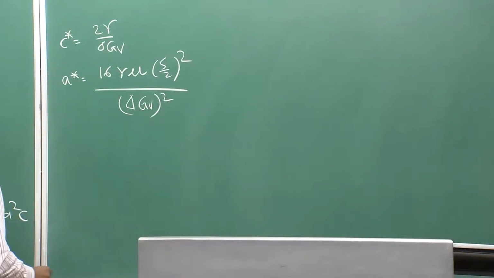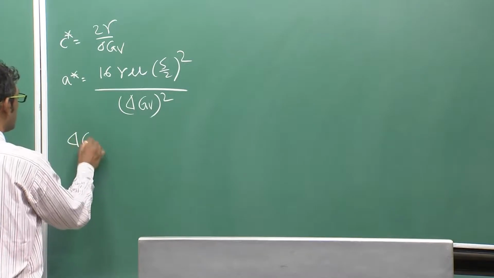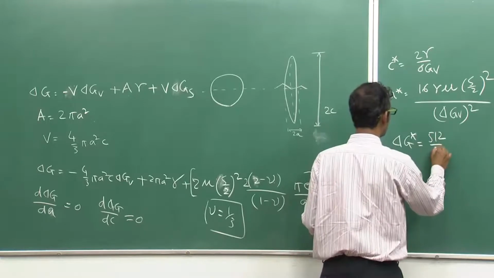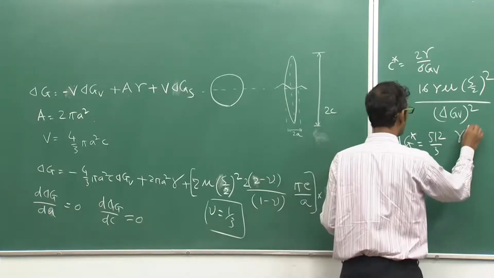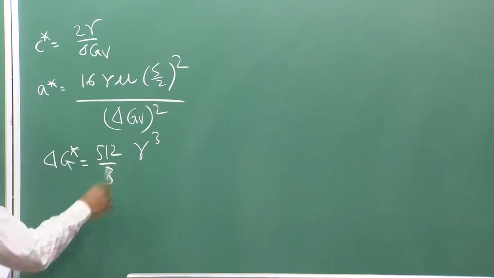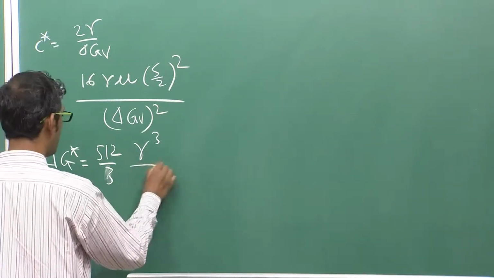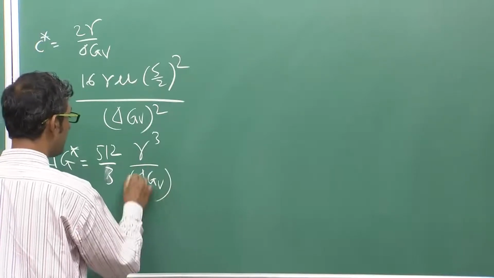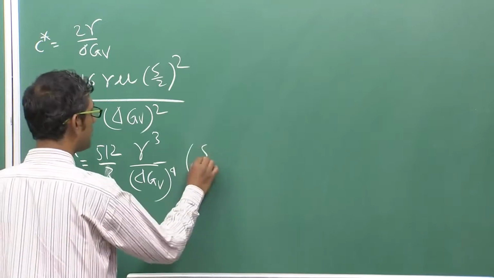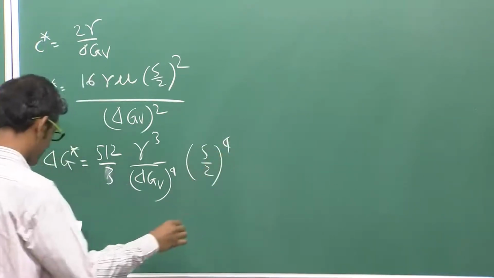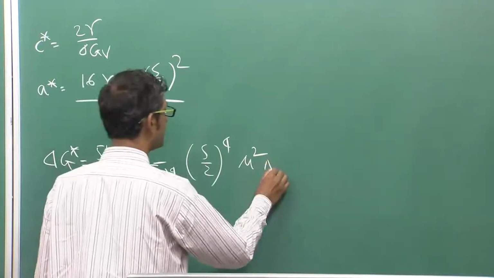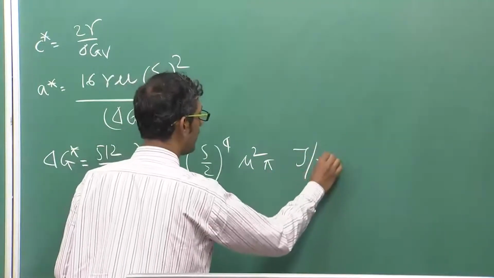And delta G star is a much more different, distinct thing, that is very important for us: 5/12 by 3 gamma cubed, obviously. Remember this is not 16 by 3, this is 5/12 by 3, divided by delta GV to the power 4, not square, and (S/2) to the power 4 multiplied by mu square pi, and this is equal to joule per nucleus.